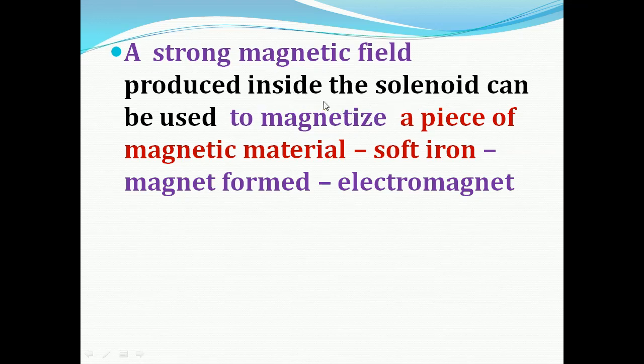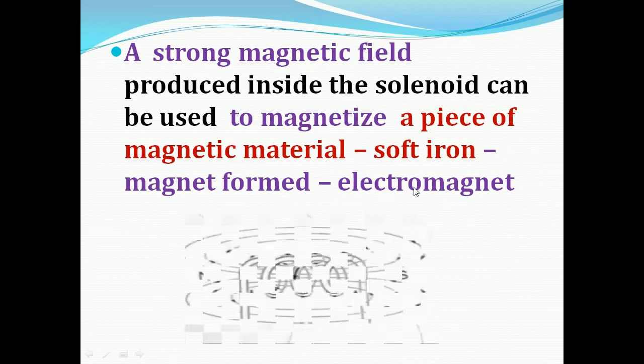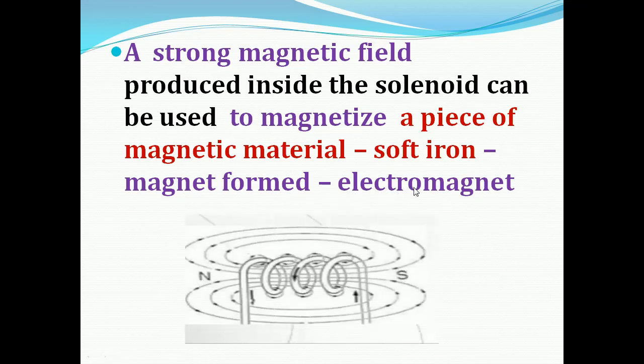We know that a strong magnetic field is produced inside the solenoid in the form of straight parallel lines, which can be used to magnetize a piece of magnetic material made of soft iron. So the magnet formed by this solenoid is called an electromagnet. The magnet which is formed by this is called what? Electromagnet.